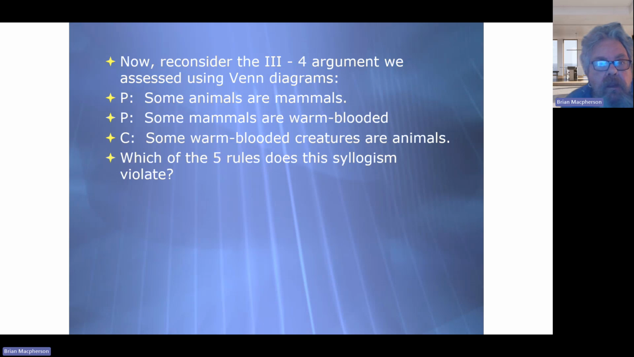Let me just do an impromptu diagram. Instead of going back a bunch of slides, let's just redo the diagram. And my apologies for my terrible handwriting.